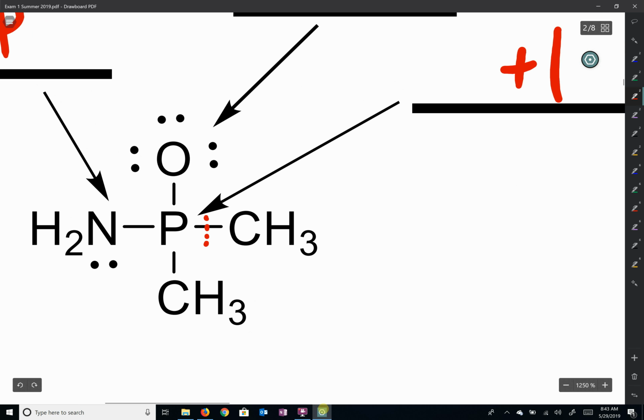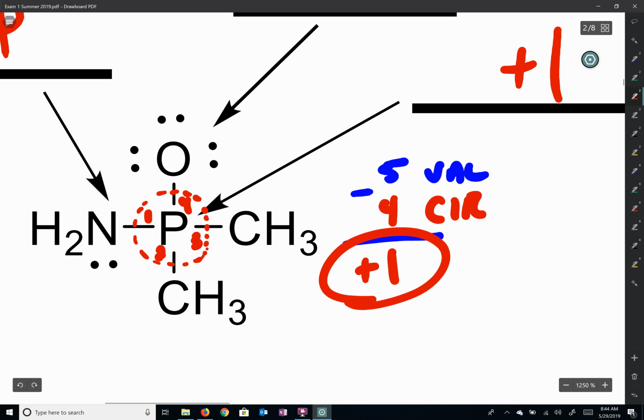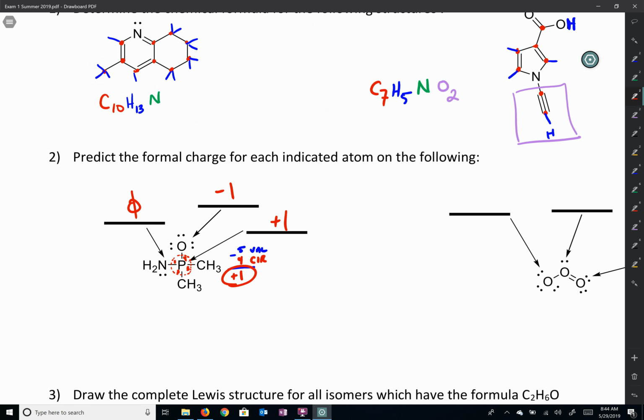Okay, so what I do is I imagine a circle cutting through all the bonds around the atom. Then I count. I have four atoms in my circle, and phosphorus starts out with 5 valence electrons. So valence minus circle gives me my answer of +1. So that's how I do my formal charges.